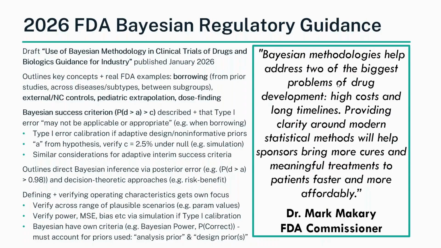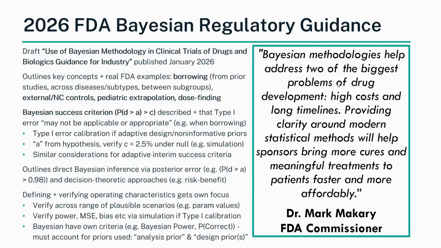And I would say there's a big focus in this guidance on borrowing. I think in particular, when we get into things like type 1 error calibration, they're basically saying that the value of borrowing useful information from prior studies in a similar space, across diseases and subtypes, between subgroups, outweighs what is sometimes the intrinsic type 1 error inflation expected in that scenario, depending on how much the prior and the actual reality disagree with each other.